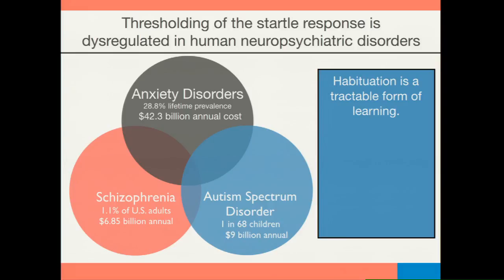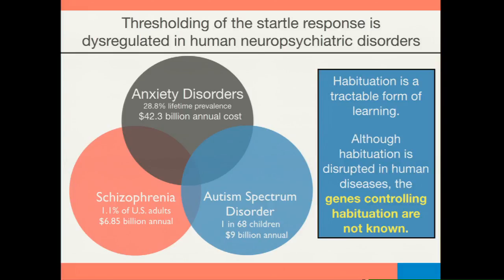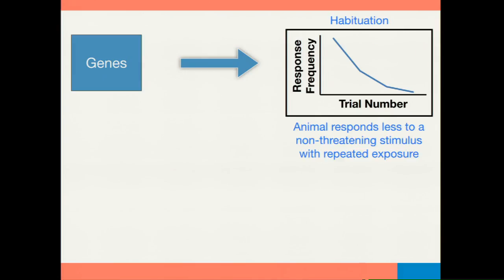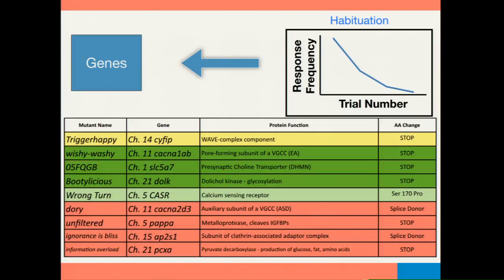So I've told you so far that habituation is a tractable form of learning. And although habituation is disrupted in these human diseases, the genes that are controlling habituation are not known. And so this has been our goal in the Granato lab. So how can we get from genes to this behavior that we're interested in, specifically habituation? Well, we took a forward genetic approach, and so a couple of postdocs in the Granato lab took several years to perform a forward genetic screen, and they identified a bunch of genes that are required for habituation. And this has been a really, really successful screen.